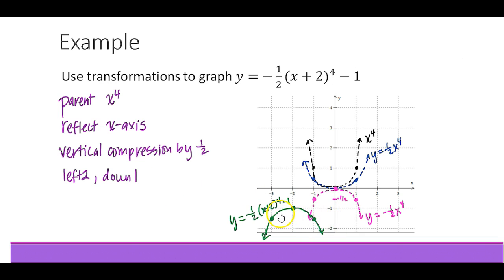So very similar to what we did with our other parent function. Now we're just trying to identify this new parent function x^4, which is a little bit more flattened out. And we just want to do our best to emphasize how it really does flatten out more than the graph of x squared.